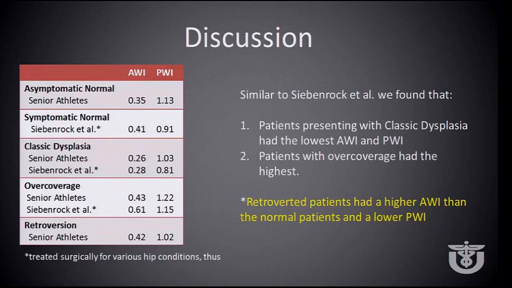When we compare our results to those from Klaus's and Moritz and Lorenz's paper, basically you can see the numbers shown here on your left are pretty similar. We found slightly greater posterior wall index in our normal patients compared to what they had reported, but otherwise the numbers are very, very similar. Again, retroverted patients had a higher anterior wall index than normal patients and a lower posterior wall index. Again, I think hinting at this idea that the retroverted socket is really not volumetrically deficient, it's just pointed in the wrong direction.